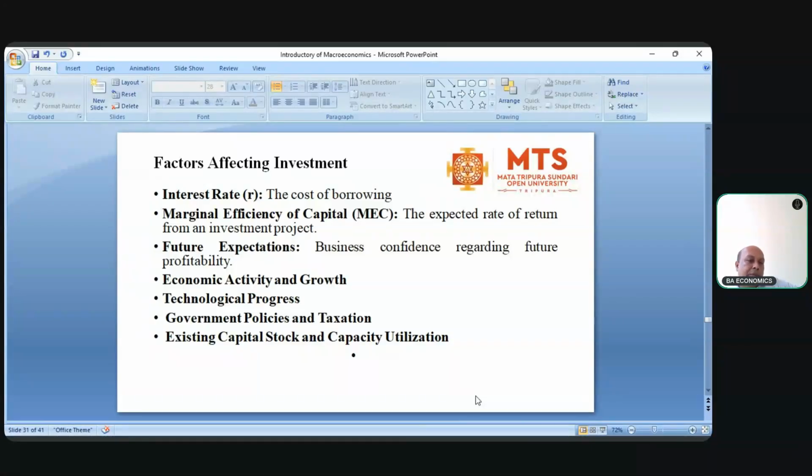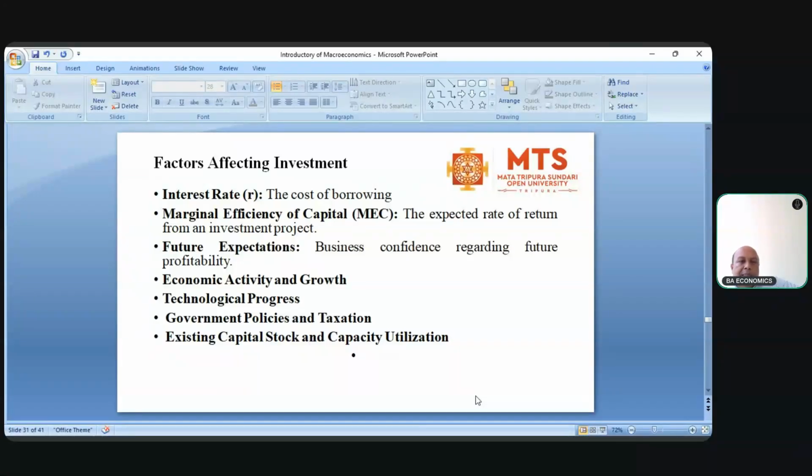For example, previously any firm used 10 rupees for production purposes, and now that firm thinks that it will use 11 rupees. It means an additional 1 rupee. So with the additional 1 rupee, how much income is generated? This is known as the marginal efficiency of capital.